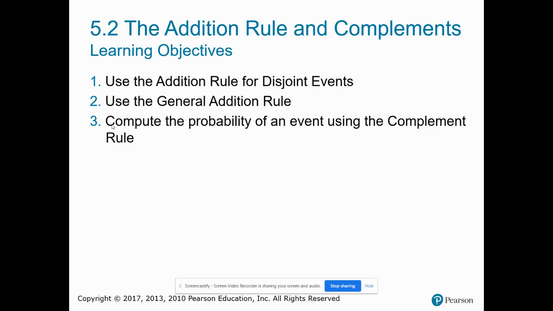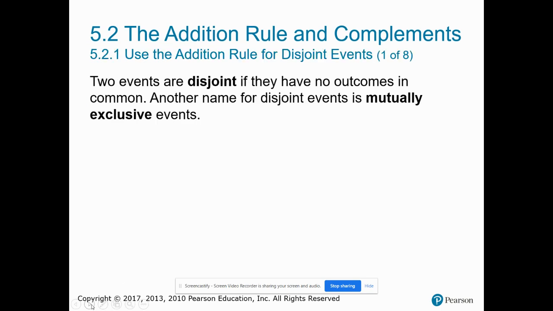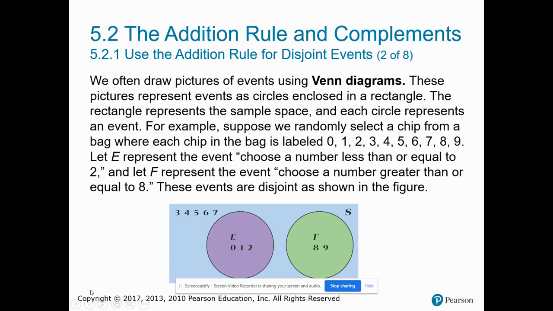We're going to look at something called the addition rule and complements today. It's a way to calculate probability when a couple of things happen at the same time. So first of all, we need to talk about the word disjoint. Two events are disjoint if they have no outcomes in common. We can also say that they're mutually exclusive. Those two terms mean the same thing, disjoint and mutually exclusive.